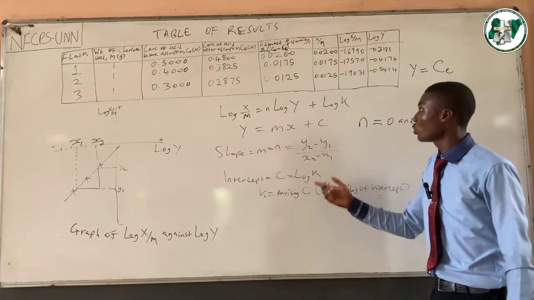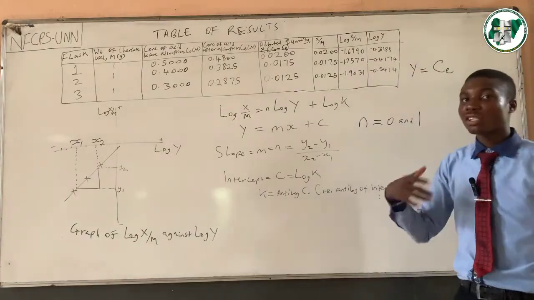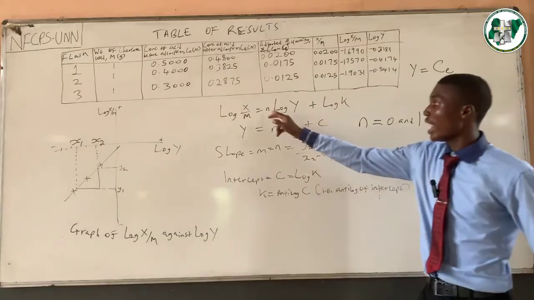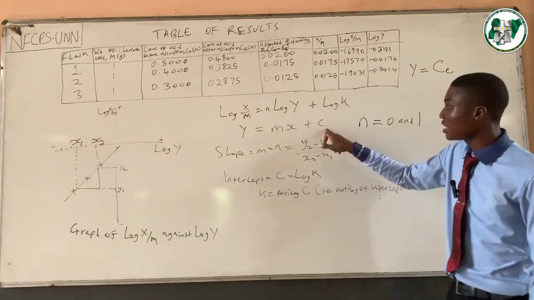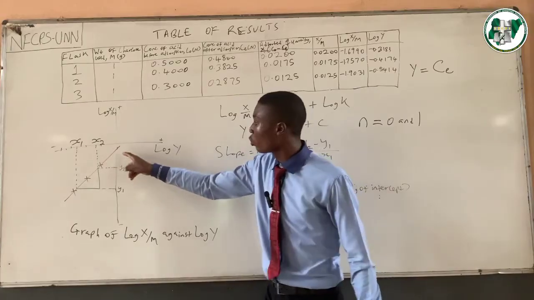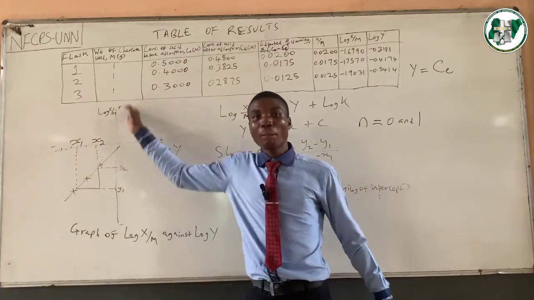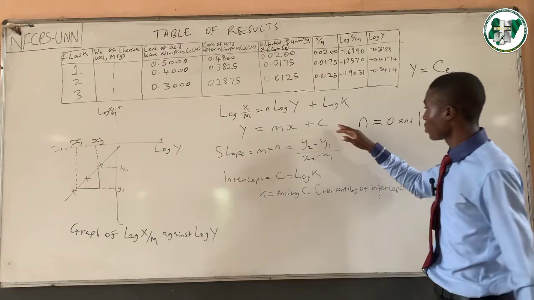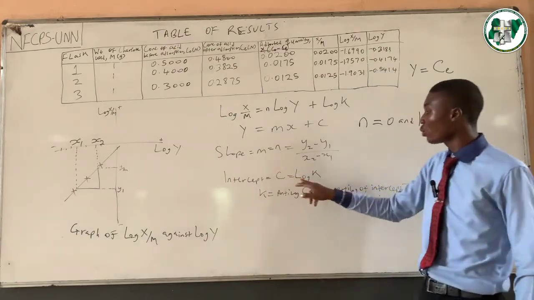Now, the next thing you want to check for is your k, because according to the question, you should be looking for your n and for your k. Now, c simply means intercept on the y-axis. So this is our intercept on the y-axis. We go there and read this particular point on the y-axis, and that becomes our c, our intercept, and that is equal to log k.